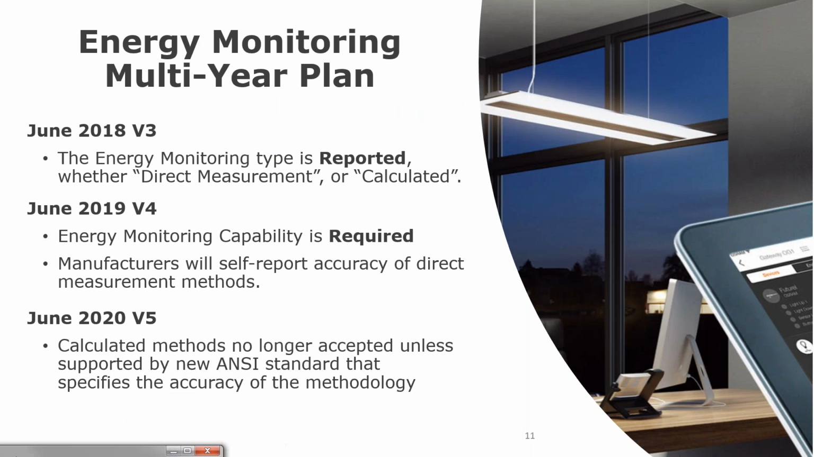Yes. Right. The inferred methods are still accepted in 2019. They will not be accepted starting in June 2020 unless there's a new standard to describe their accuracy. Got it. So if there are lookup tables in use, and if those can pass the ANSI accuracy and precision standards, then they would presumably be allowed. Yes. Thank you.